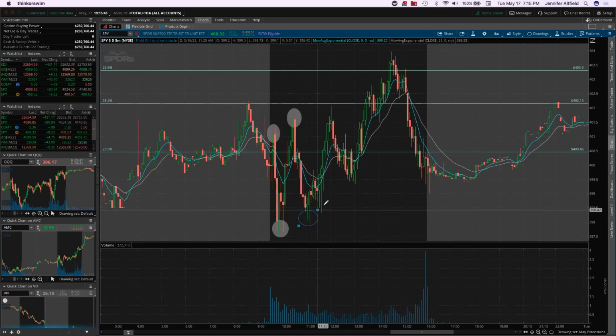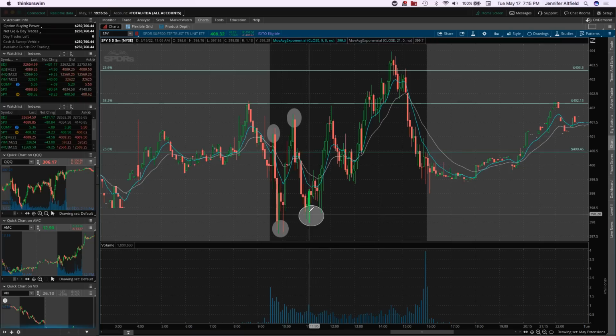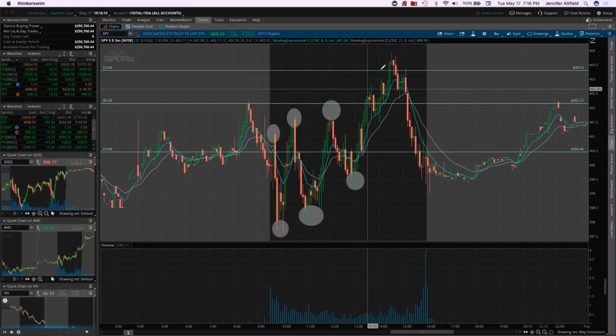We see that right here. This low is higher than this. That's bullish. That is a bullish trend. What should follow higher lows? Another new high, right? Higher highs. So we have this trend going right here of highs, lows into higher highs and higher lows. And look, it continues. Another higher low into a higher high.